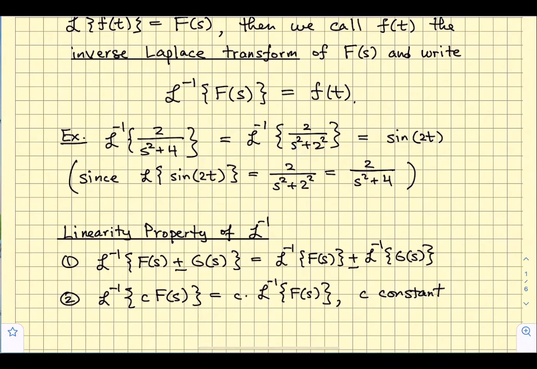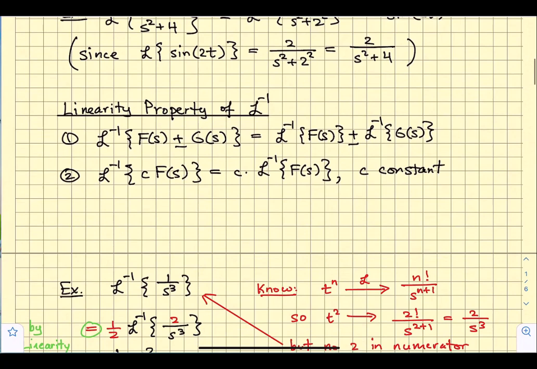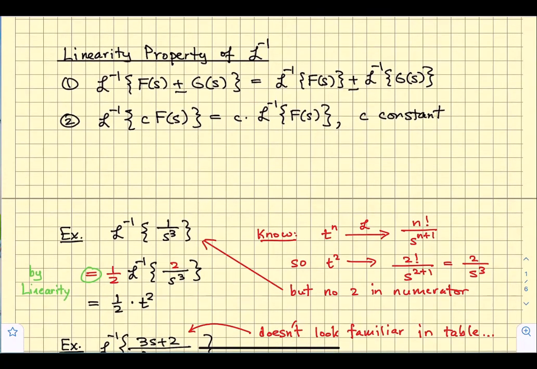Some properties that the inverse Laplace transform has: it does enjoy the linearity property, just like the forward transform did. So the inverse Laplace transform of f plus g is the inverse Laplace transform of f plus the inverse Laplace transform of g. Similarly for subtraction. And so you can break inverse Laplace transforms up over addition and subtraction, and you can factor out constants. This is going to be very helpful to us, a useful property, and the same one that the forward Laplace transform enjoyed.